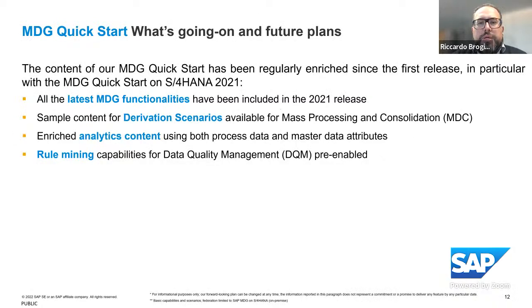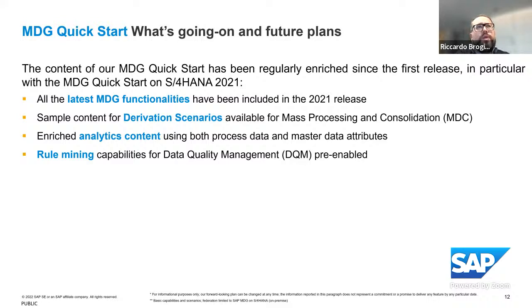Okay, so saying this, then we can move to the last slide I have for today regarding what's going on at the moment in the MDG Quick Start world and what our future plans are, right? As we mentioned at the beginning of the call, it's roughly 3 years since we released the first version of our Quick Start service, and we first started with MDG on S/4HANA 1909. And every year we build the new package as soon as the new version of MDG is available. The current version is related to MDG on S/4HANA 2021, right?